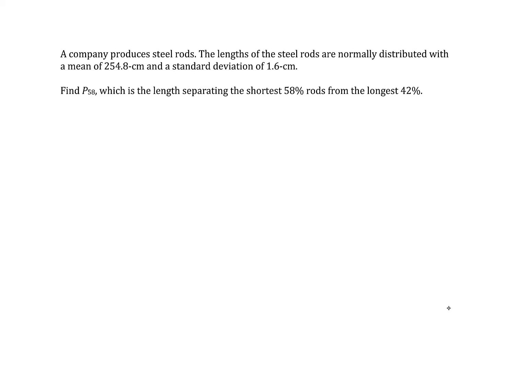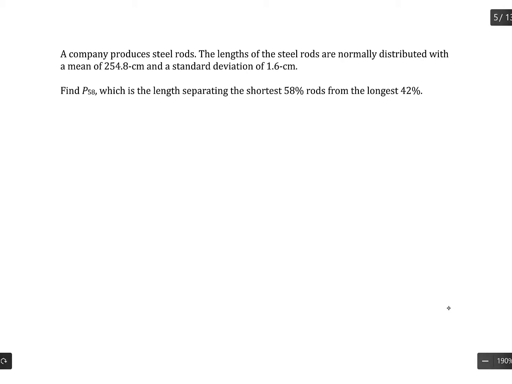A company produces steel rods. The lengths of the steel rods are normally distributed with a mean of 254.8 centimeters and a standard deviation of 1.6 centimeters. Find P sub 58, which is the length separating the shortest 58% of rods from the longest 42%.